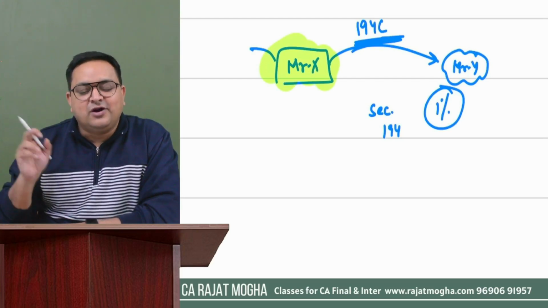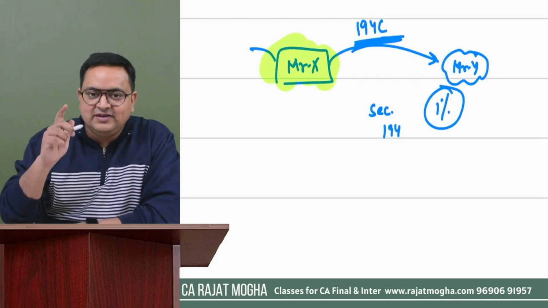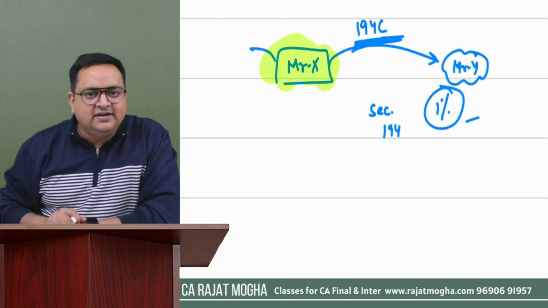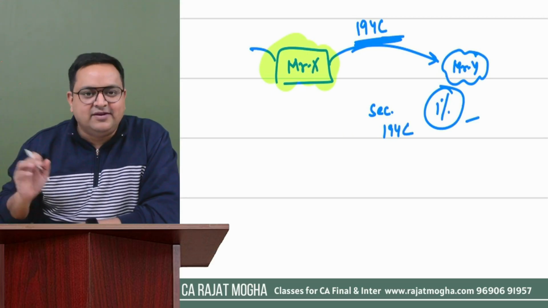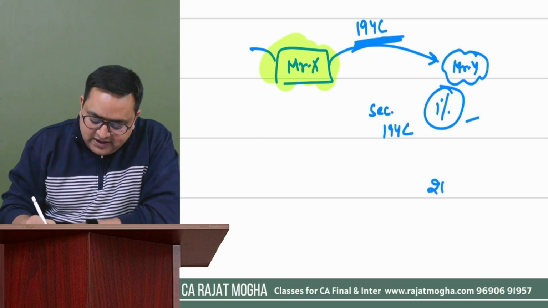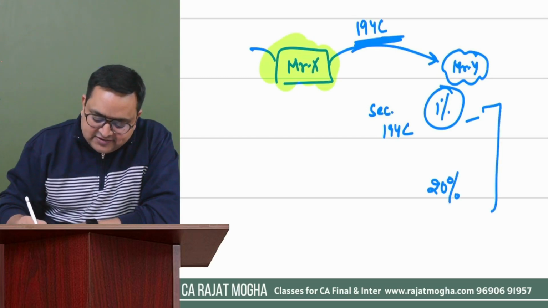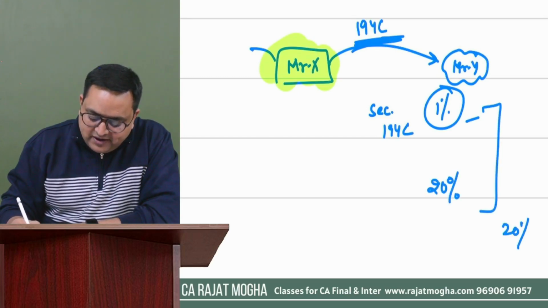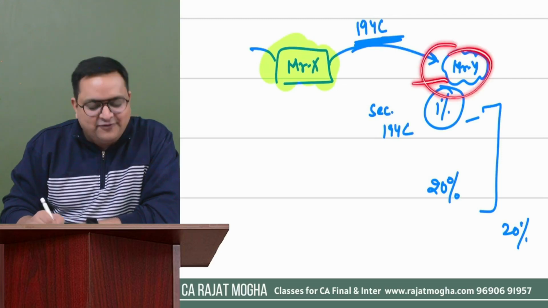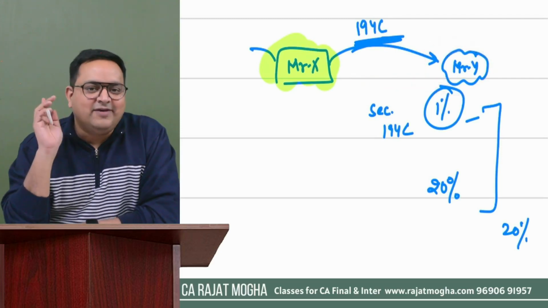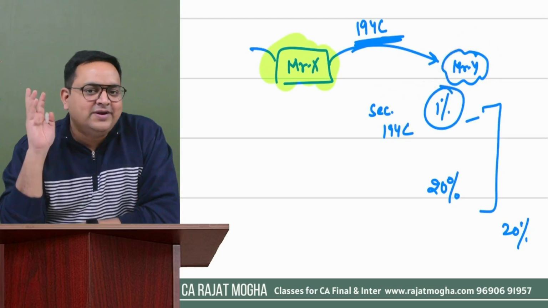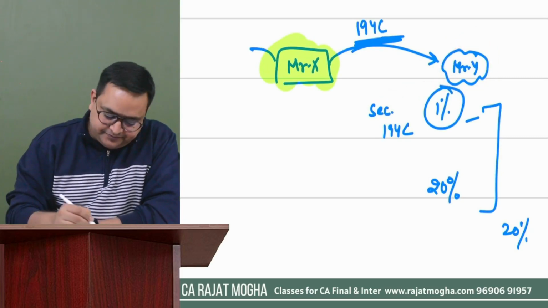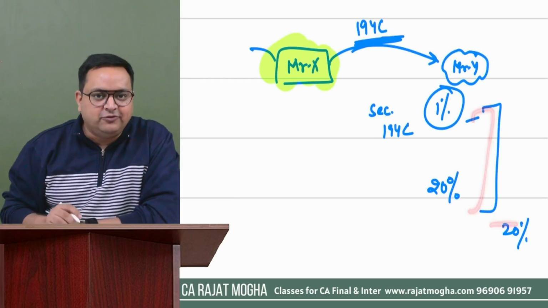But if this person has not furnished the PAN number, first we will see what the TDS rate is in that section. In section 194C, we have a TDS rate of 1% and 20%, whichever is higher. So here it will be 20%. If this person furnishes the PAN number, we will deduct 1% TDS. If not, we are going to deduct 20% TDS, right? Whichever is higher, you have to take that.